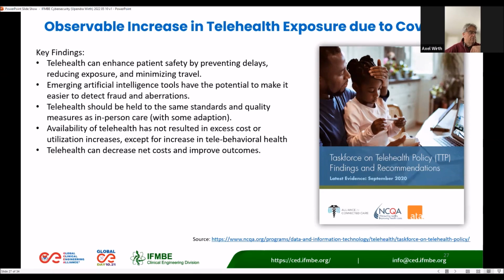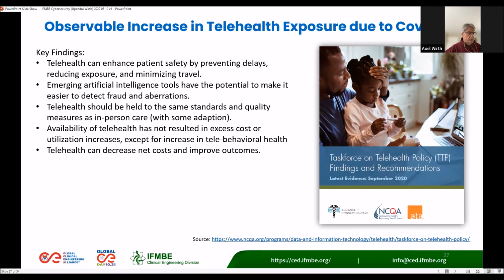So basically, telehealth should be held to the same standards of care quality as in-person care, but we need to make some adoptions. We need to be realistic that there is a difference between face-to-face via computer and face-to-face in an office. But the availability of telehealth services has demonstrably not resulted in excess cost through abuse of it, except in some areas of telebehavioral health, where indeed utilization has increased, but then at the same time, we also went through a time of very high stress due to the pandemic. So there was a higher need of telebehavioral health services, which then led to an increase in cost.